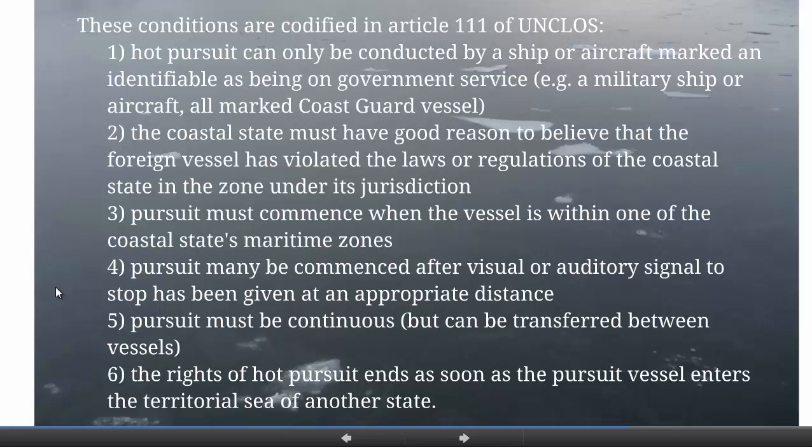Fifthly, the pursuit has to be continuous. It cannot be interrupted. You need to maintain visual contact with the vessel being pursued, but the pursuit can be transferred between vessels. A pursuing vessel can be relieved. And finally, the right of hot pursuit ends as soon as the pursued vessel enters the territorial sea of another state.